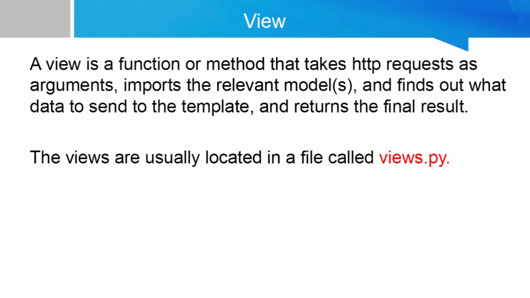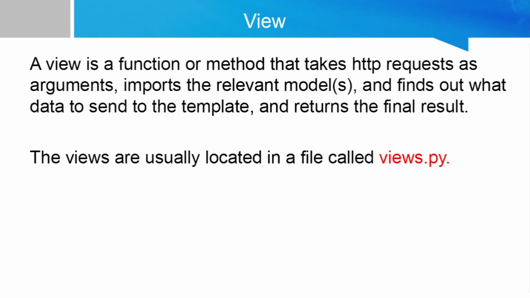Now the view. A view is a function or a method that takes an HTTP request as an argument, imports the relevant models, finds out what data to send to the template, and returns the final results. The views are usually located in the file called views.py. We shall talk about these, but let me talk about this view.